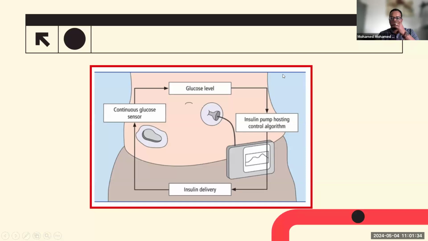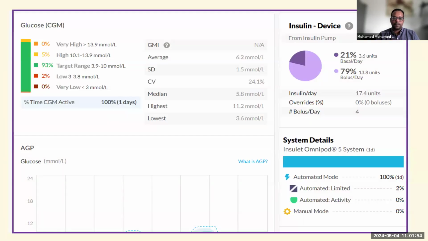So to best understand how closed loop system works, let me just take you through the platform apps we use for patients. So if you have a patient who's on a closed loop system, let's say G6 sensor and Omnipod 5 pump, when they come to clinic, the platform looks something like this. This is the main screen you see. On your right hand side here, you can see the insulin being given, in terms of basal and bolus.